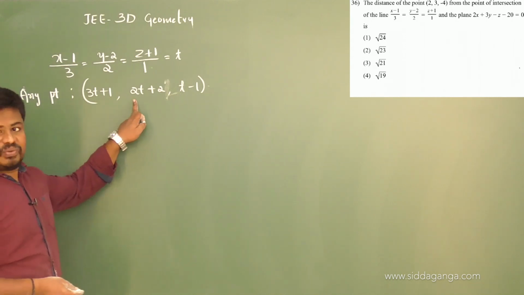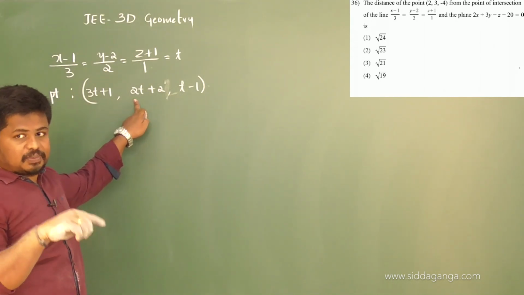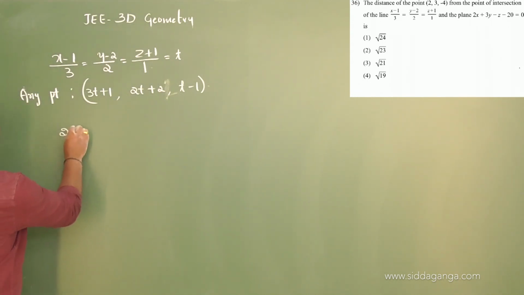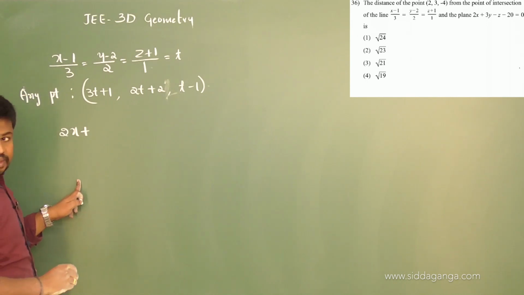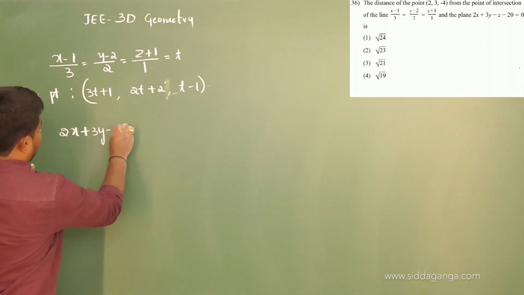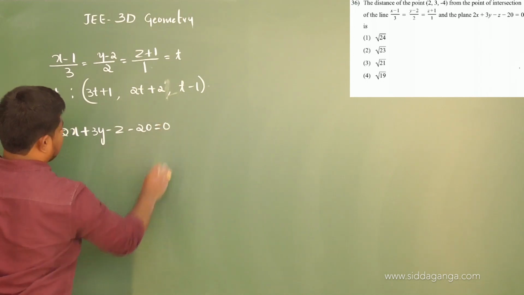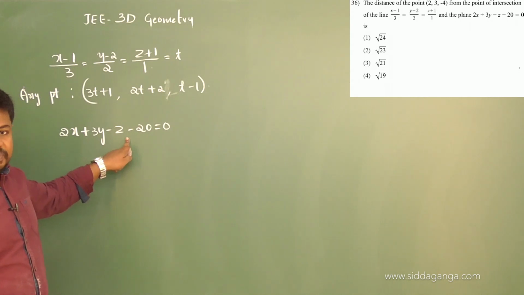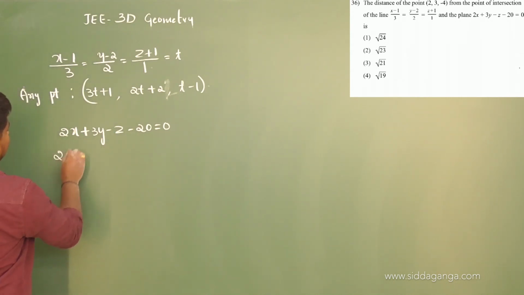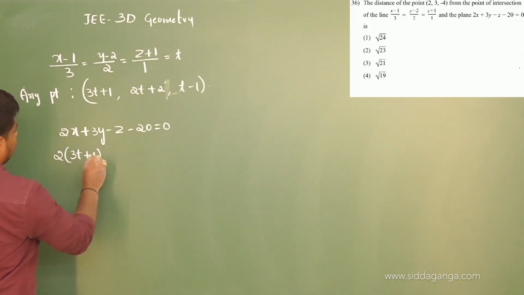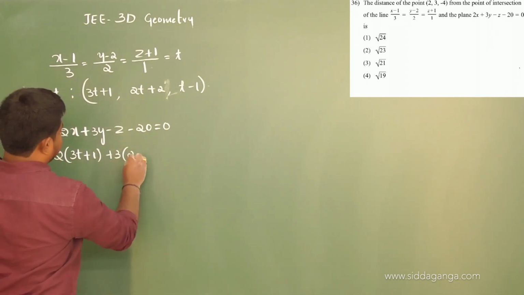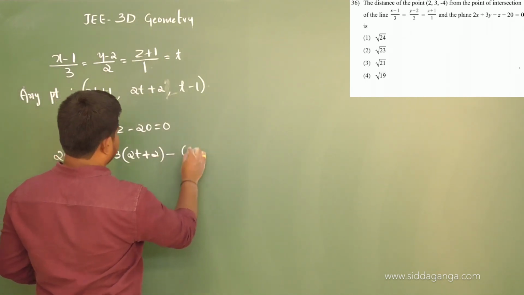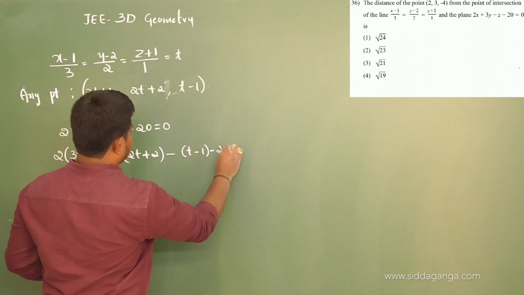Since it is common to both, the line as well as the plane, this point must satisfy the plane also. The plane is 2x plus 3y minus z minus 20 is equal to 0. So this point must satisfy this one. So let me substitute 2 into 3t plus 1 plus 3 into 2t plus 2 minus t minus 1 minus 20 equal to 0.